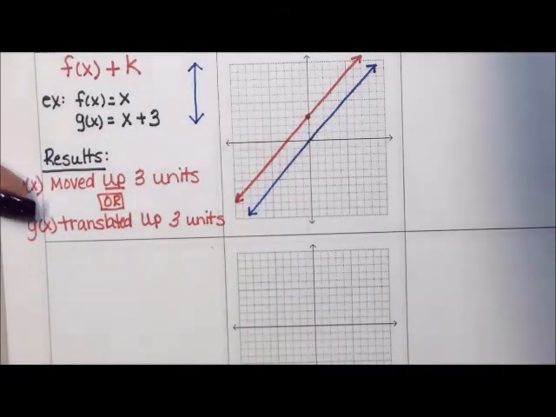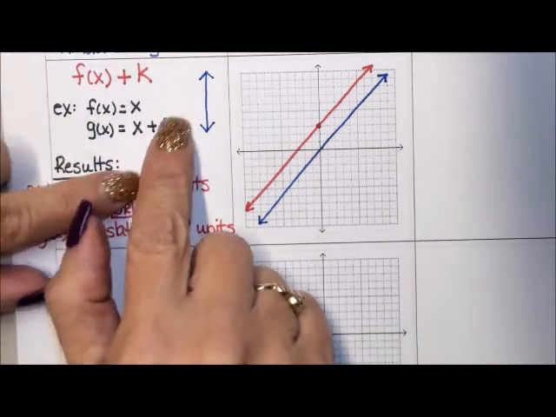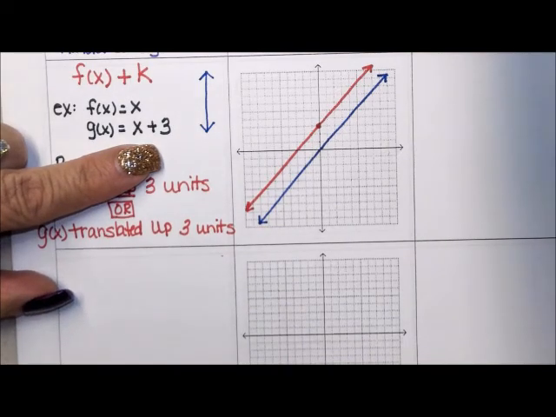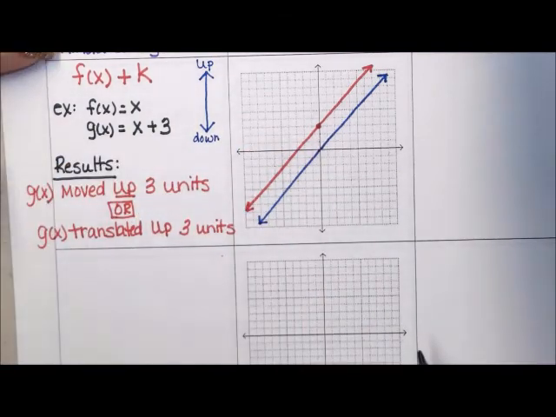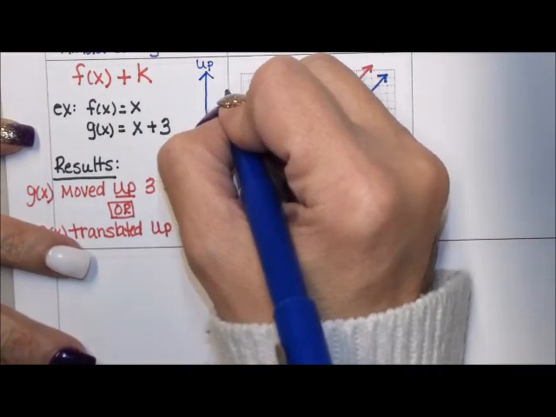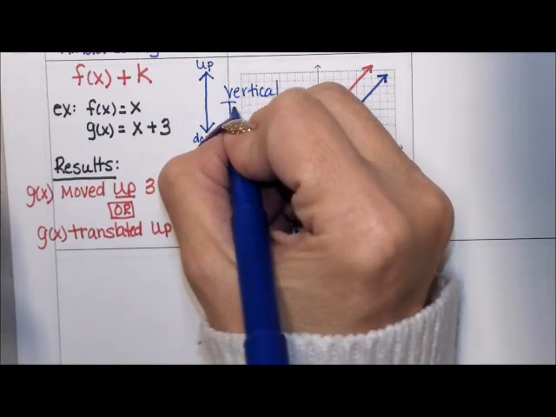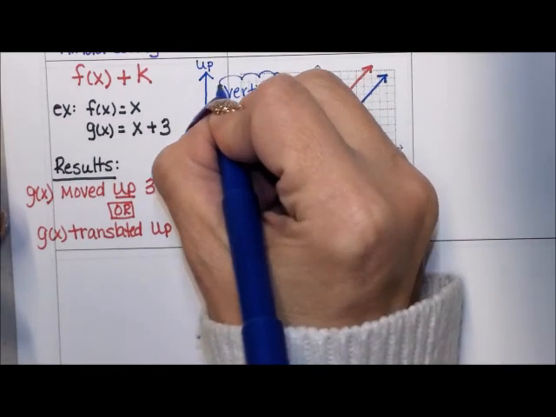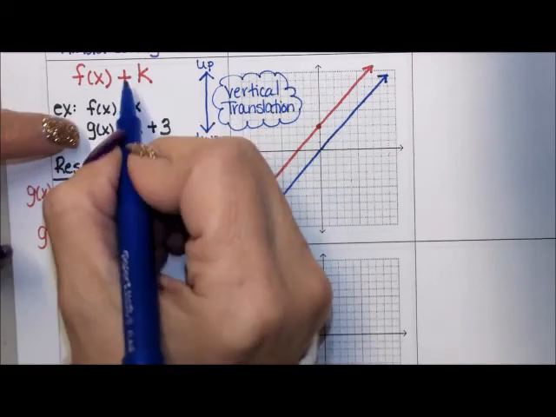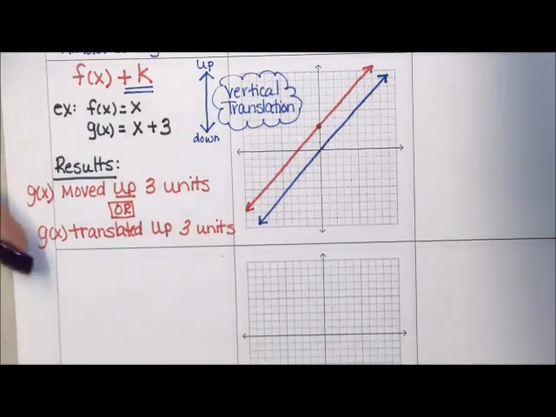So it's safe to say that the result is when you have plus k, when you add something to the end, you move it up or down. In fact, let's do this. Let's move up or down. This is what we call a vertical movement. Okay. Let's go right here and let's say a vertical translation. And I'm going to put a little bubble around it. When you have plus k on the end, you promote a vertical translation.